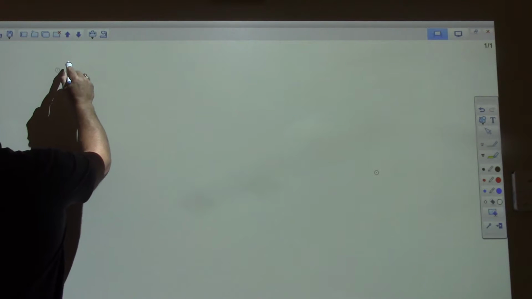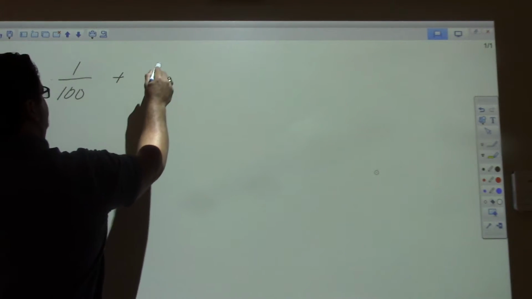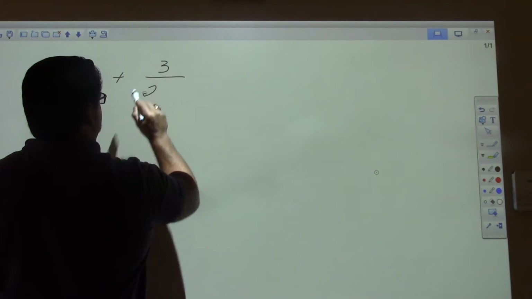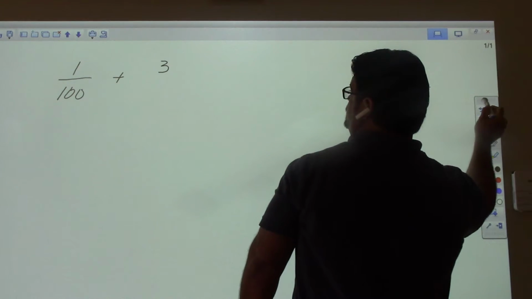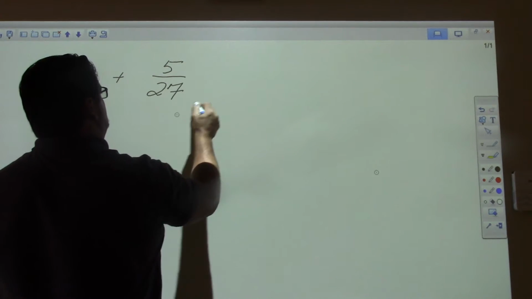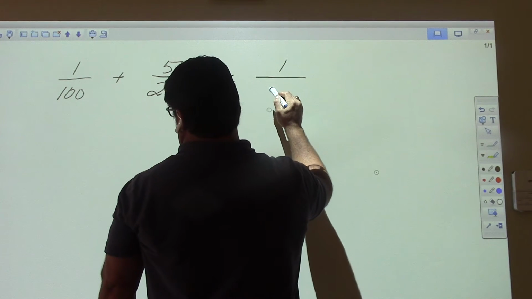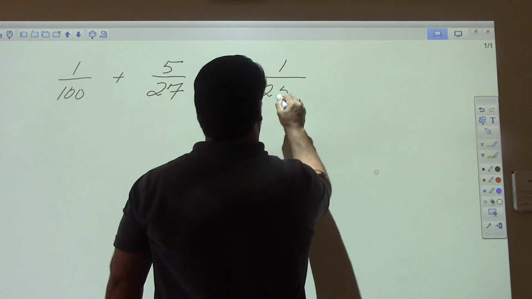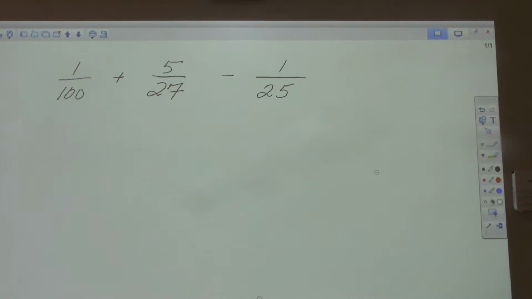All right, let's try 1 over 100 plus 5 over 27 minus 1 over 25. We'll do a couple of these, and that way you'll have 3 or 4 in your notes to work on.